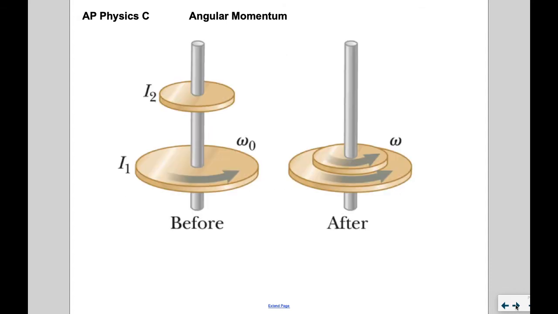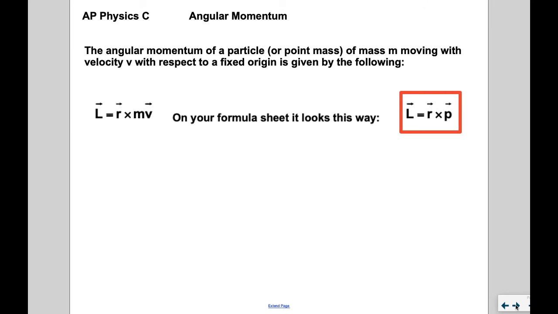A standard example is when you have a disk of rotational inertia I1 that's already rotating at some omega naught. You drop another disk on top of it that has rotational inertia I2, and then after the collision, so to speak, the two objects will be rotating with some other angular velocity omega, but the angular momentum of the system is conserved.